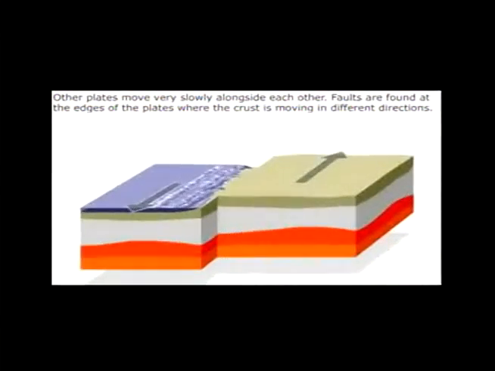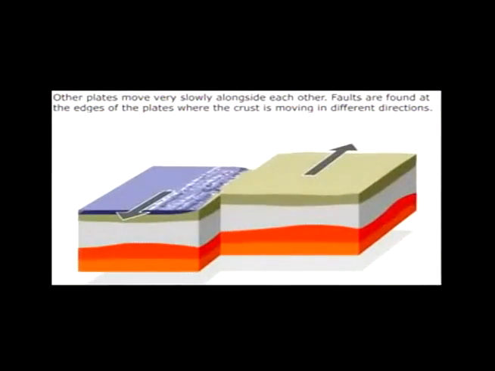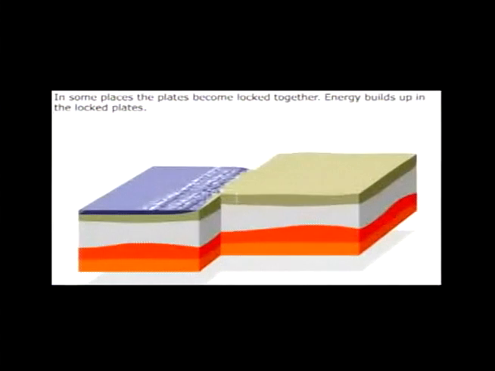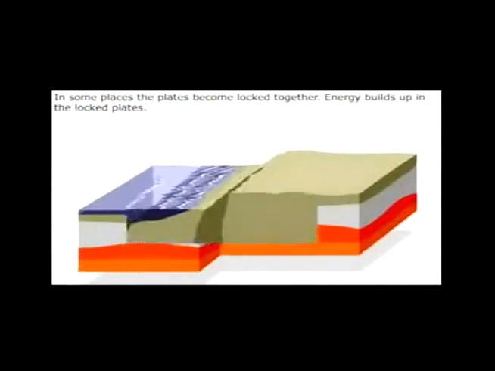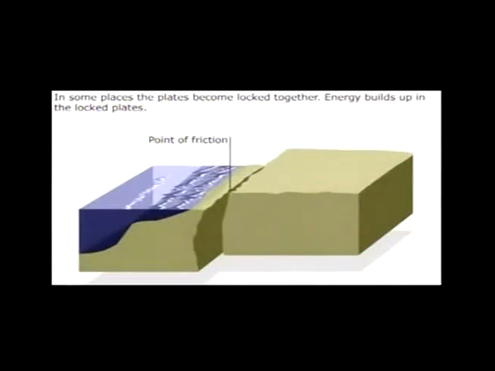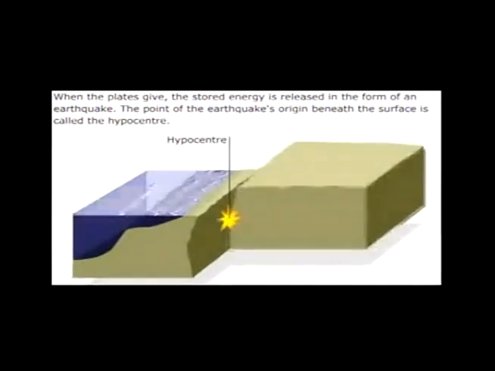Other plates move very slowly alongside each other. Faults are found at the edges of the plates where the crust is moving in different directions. In some places, the plates become locked together. Energy builds up in the locked plates. When the plates give, the stored energy is released in the form of an earthquake.